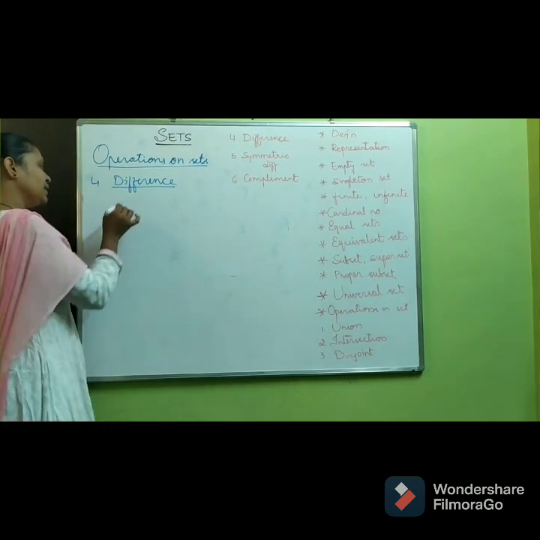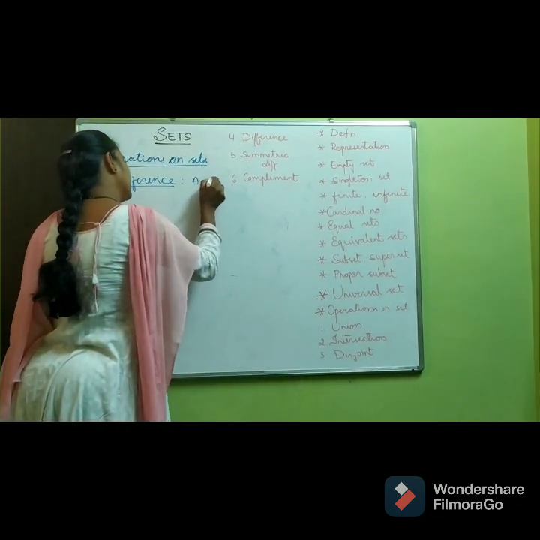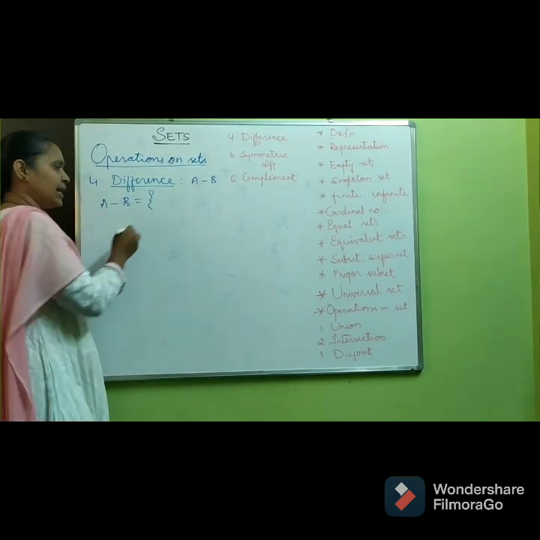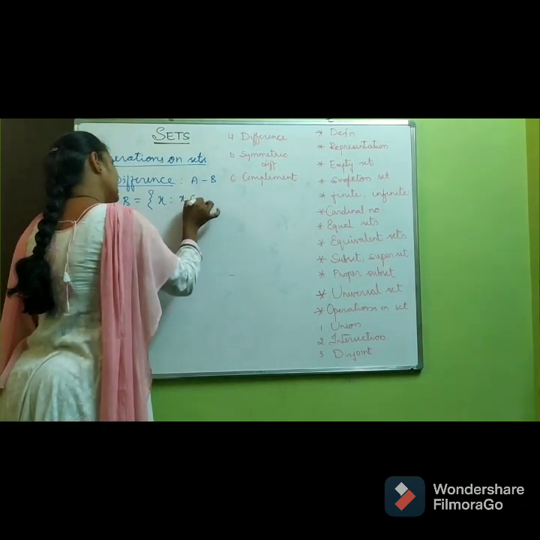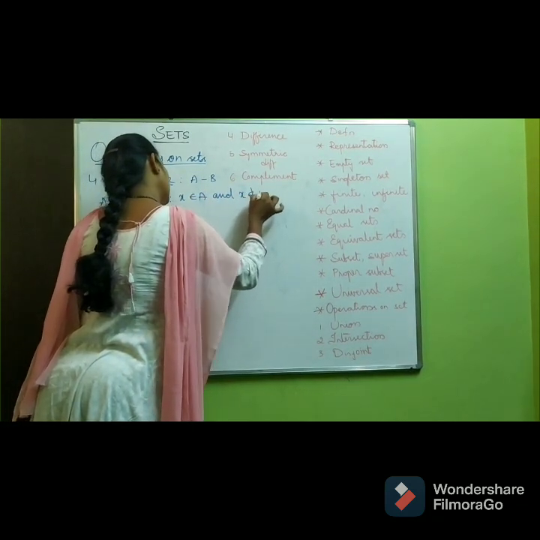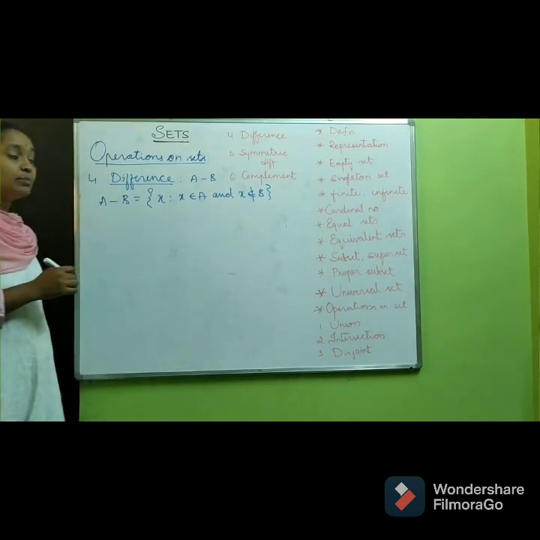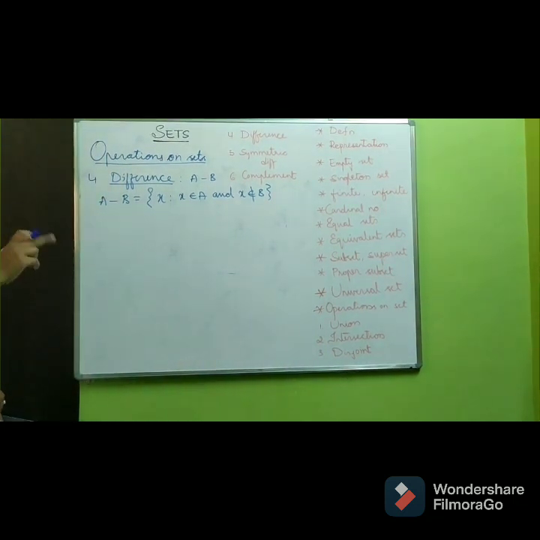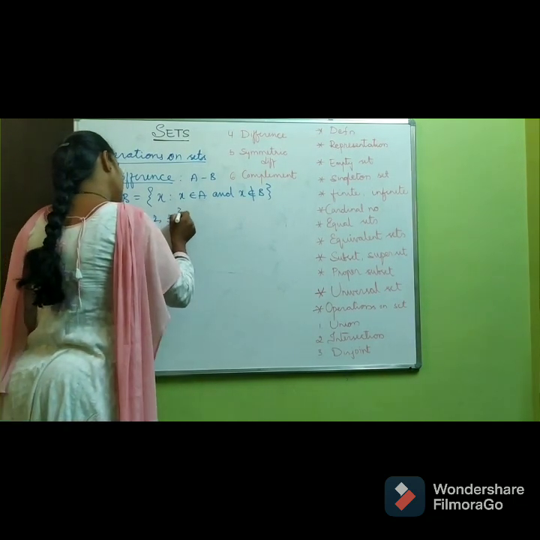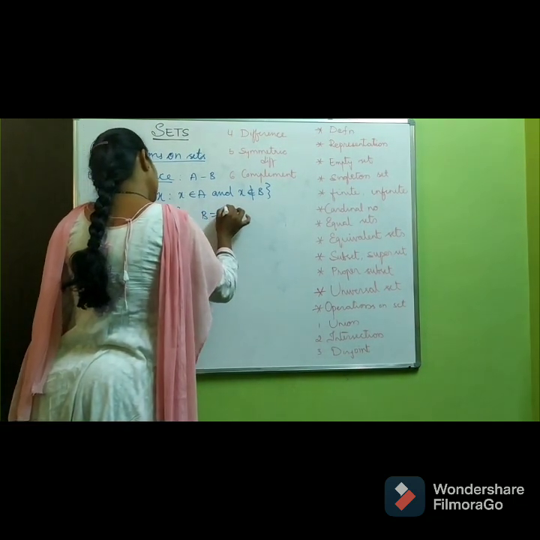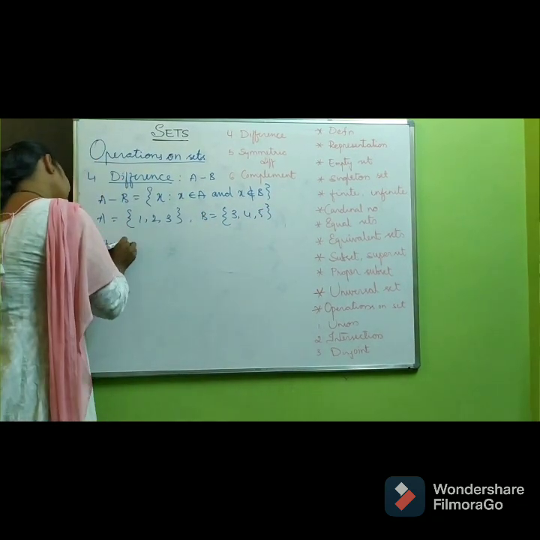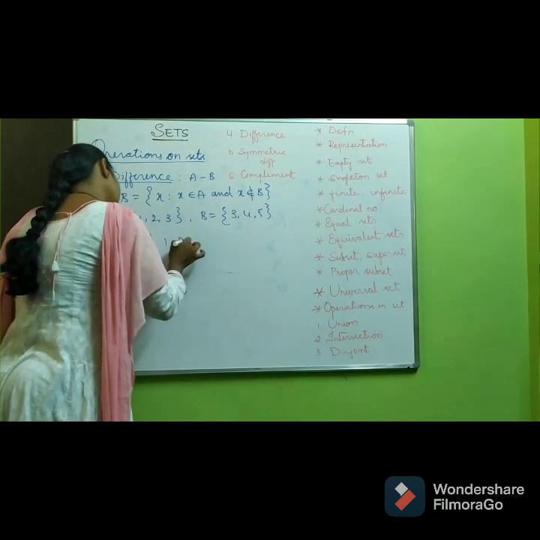Difference. Difference is denoted by this. A minus B is defined as X such that X belongs to A and X does not belong to B. X must be there only in A. Example, A is equal to {1, 2, 3}, B is equal to {3, 4, 5}. A minus B is equal to {1, 2}.